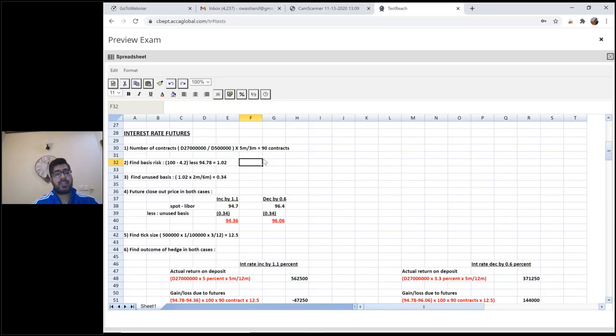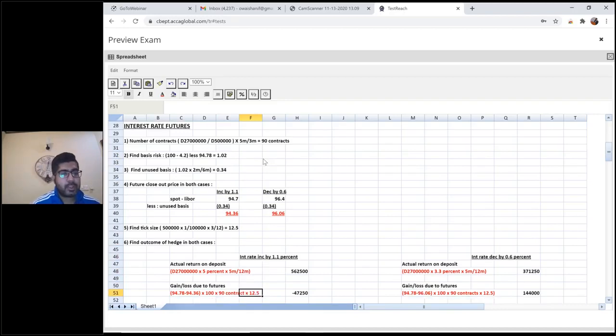Find futures closeout price in both cases, increase and decrease. Increase by 1.1, so it's spot minus LIBOR, which becomes now 5.3. And spot minus LIBOR, decrease by 0.6 becomes 3.6. So it's 94.7, 96.4, less unused basis 0.34, 94.36, and 96.06. Tick size: contract size into 1 over 10,000 into 3 over 12.